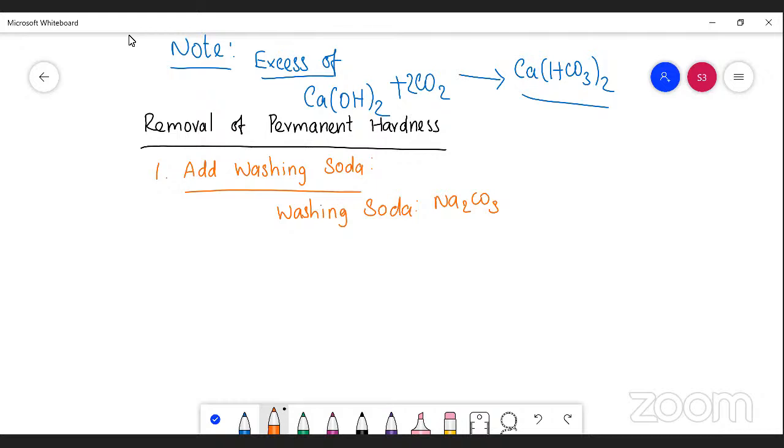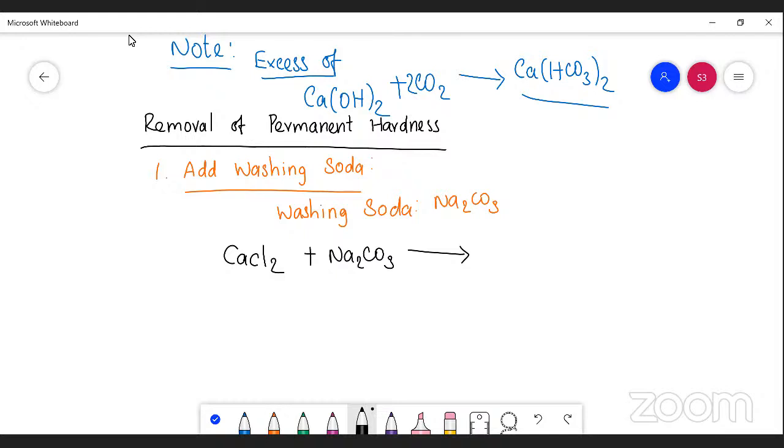and magnesium carbonate. The permanent hardness is due to calcium chloride, calcium sulfate, magnesium chloride, or magnesium sulfate. So here we are taking calcium chloride, CaCl2. Calcium chloride is added with washing soda, Na2CO3. Then what product do we get? That is calcium carbonate and sodium chloride.